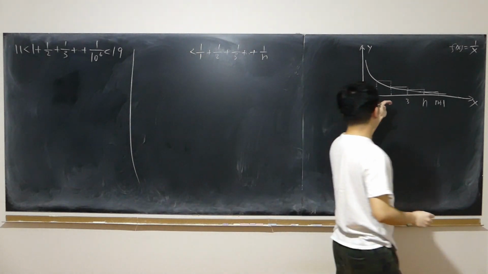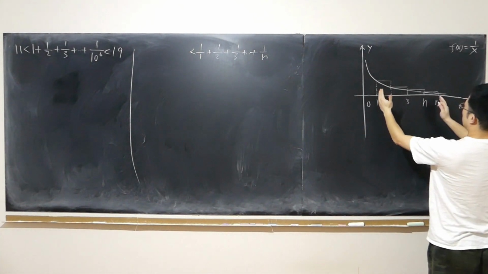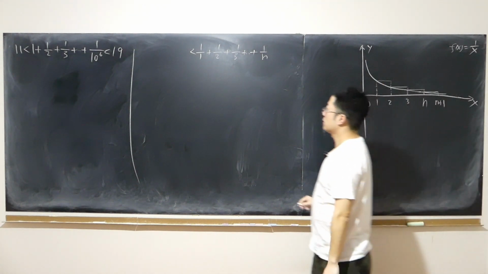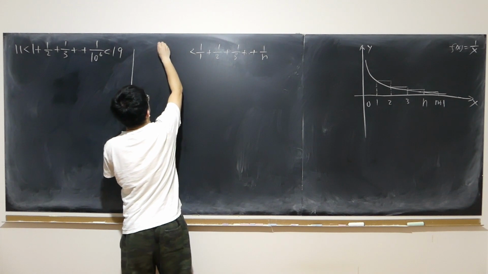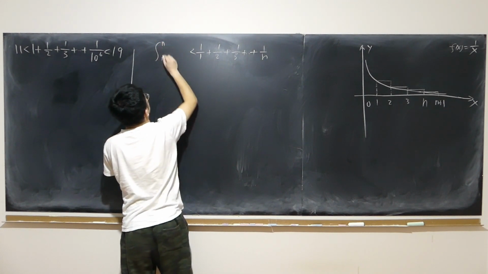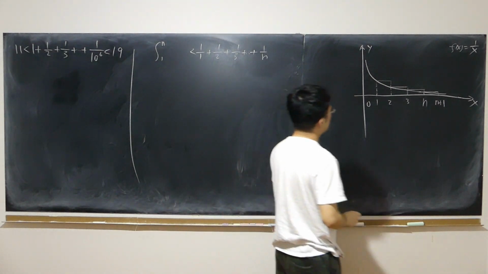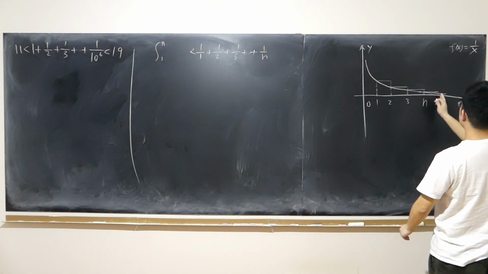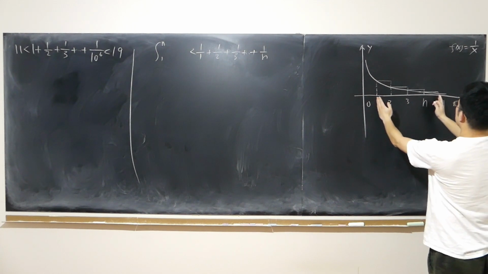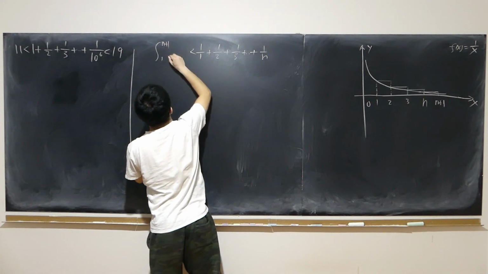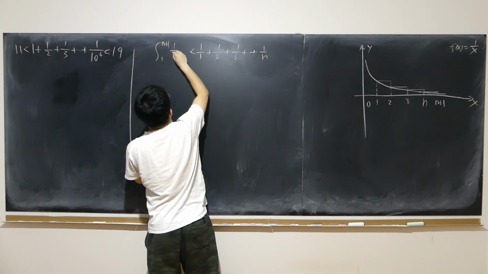This is just a little bit bigger than the area under the curve from this point up to this point: the definite integral from 1 up to not n, but n plus 1, up to here, of 1 over x dx.